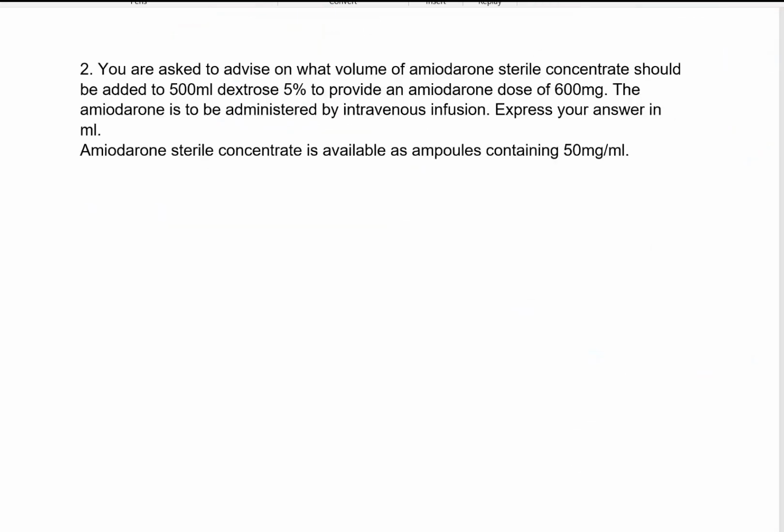You're asked to advise on what volume of amiodarone sterile concentrate should be added to 500 milliliters of dextrose 5% to provide an amiodarone dose of 600 milligrams. So the dose here is 600 milligram. The amiodarone is to be administered by IV infusion, and this is the infusion solution. Express your answer in milliliters, and the strength of the injection here is 50 milligram per ml. So it's pretty much the same as the first question, but here you have something else.